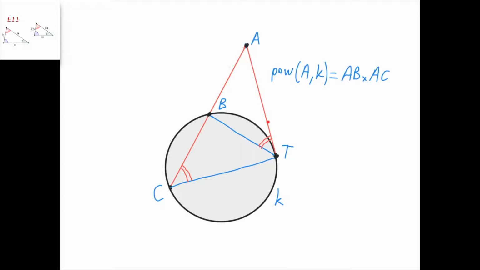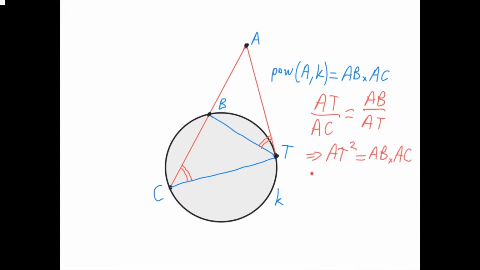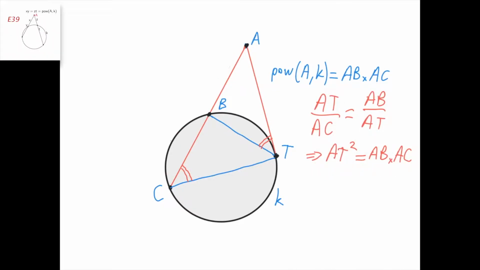Note that AT first we considered with respect to this triangle as the side against this angle here, and then we considered with respect to this triangle, but as the side opposite to this angle. We get AT squared equals AB times AC. And now this equation confirms that the power of A with respect to K is not only AB times AC, but can also be written as AT squared, because AT squared equals AB times AC, which is the power.